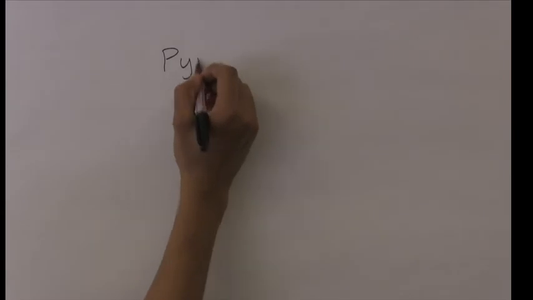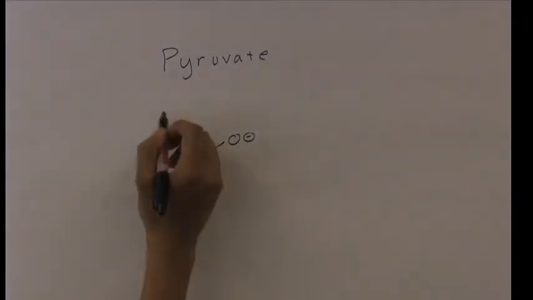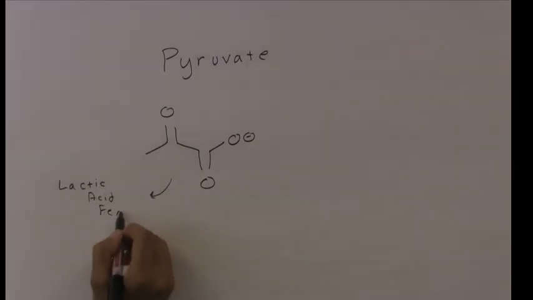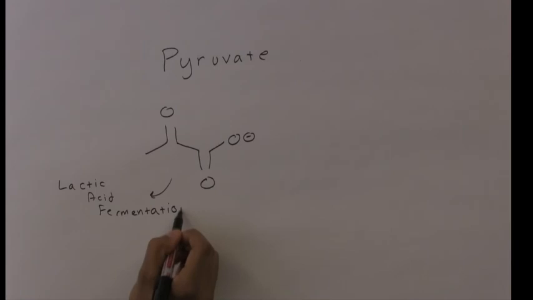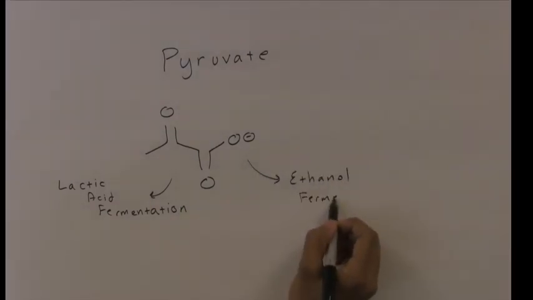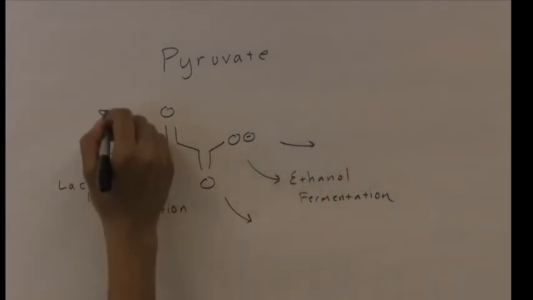The final step of glycolysis is the conversion of phosphoenolpyruvate into pyruvate itself, which makes a molecule of ATP in the process. Pyruvate is the final product of glycolysis that can be used in many different pathways in the cell, including lactic acid fermentation and ethanol fermentation.